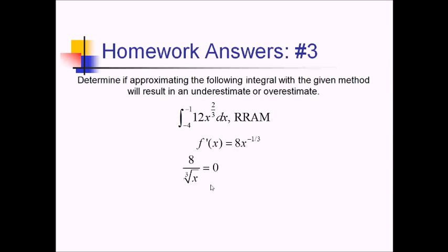Now the only critical value I'm going to get out of this is 0 because that makes this undefined. And 0 is not in the interval from negative 4 to negative 1. So whatever we end up testing in here, it's going to be all of one thing, either increasing or decreasing. Okay, let's test a number in there. If I test out negative 2, for example, that's going to give me a negative down here, positive up here, so I've got a negative overall. Since that means I have a decreasing function, that means that RRAM is going to underestimate this.